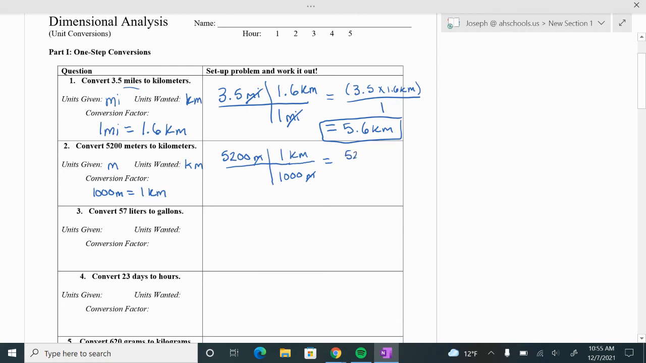I get 5,200 times 1 kilometer on top, divided by 1,000. When you put that into your calculator, you get an answer of 5.2 kilometers.